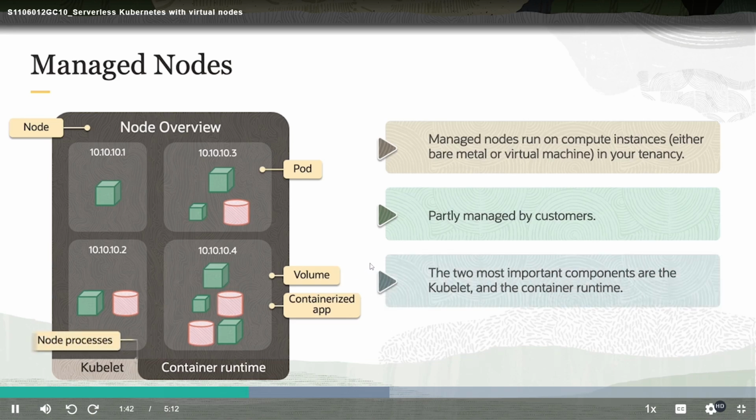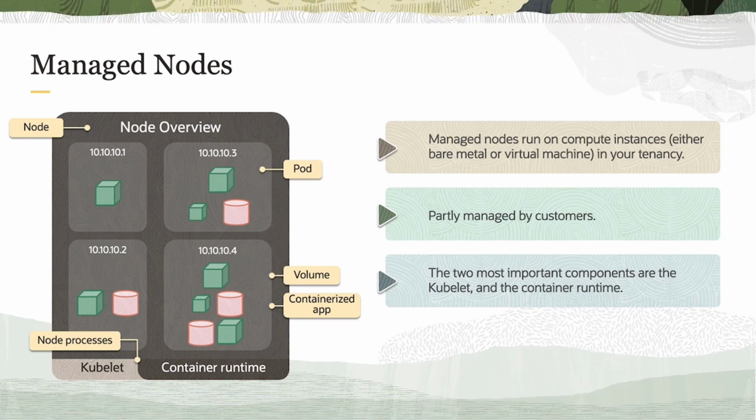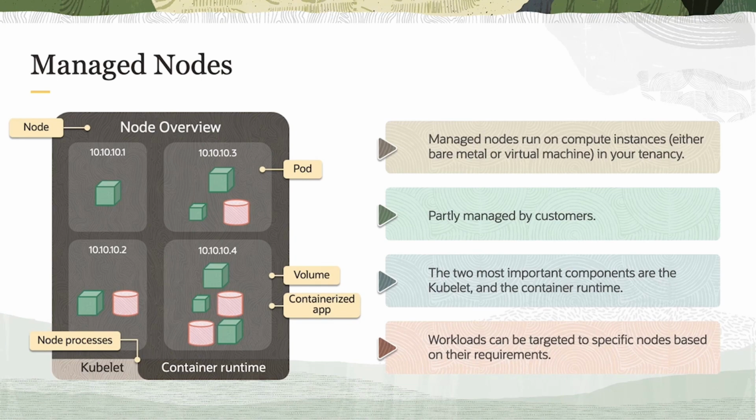Nodes are responsible for running a collection of pods or containers, and they are comprised of two system components. The two most important components are the kubelet, which is the host brain, and the container runtime, such as CRI-O or containerd. Nodes have unique requirements that are specific to your workloads, such as GPUs, local NVMe drives, RDMA use cases, ARM or x86 architectures, and various other scheduling requirements. By targeting your workloads to specific nodes based on your requirements, you can optimize performance and resource utilization for your specific use cases.